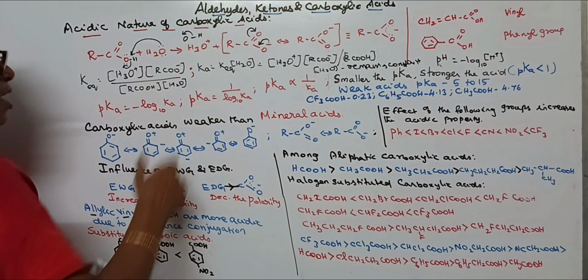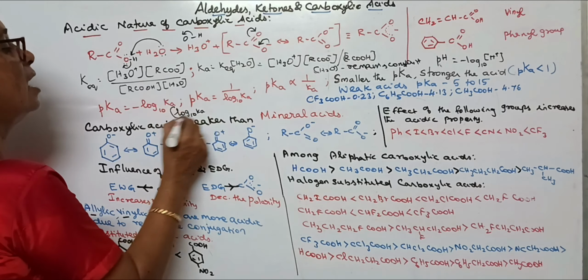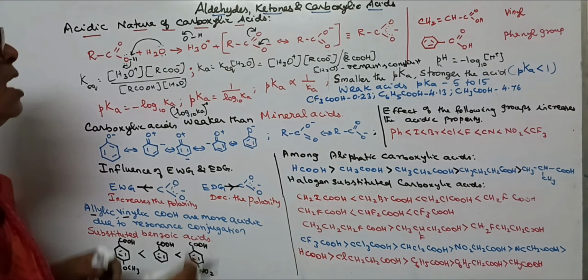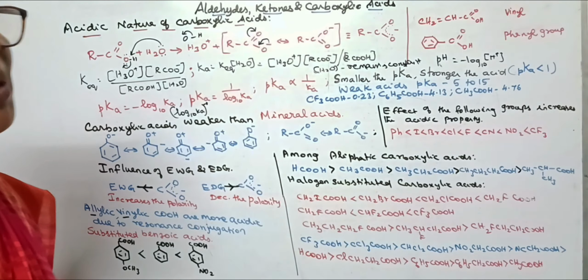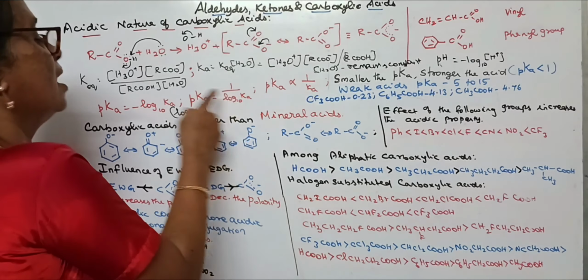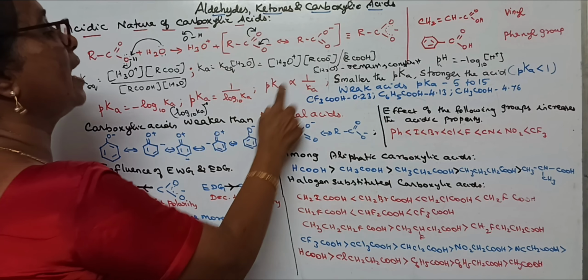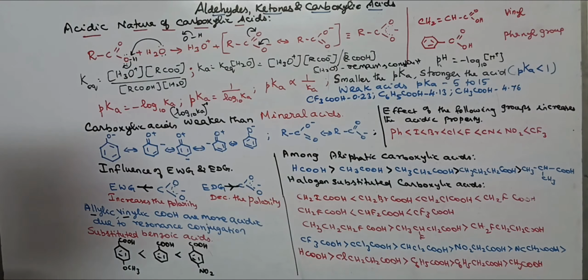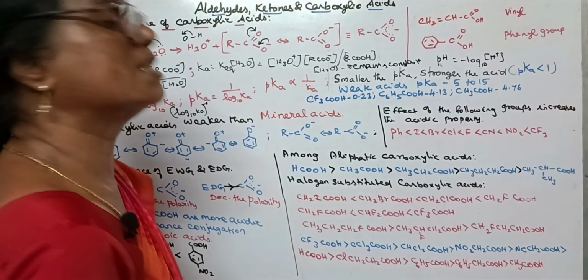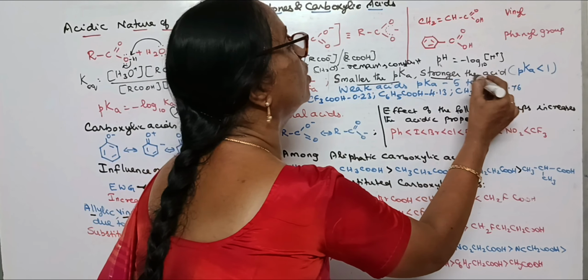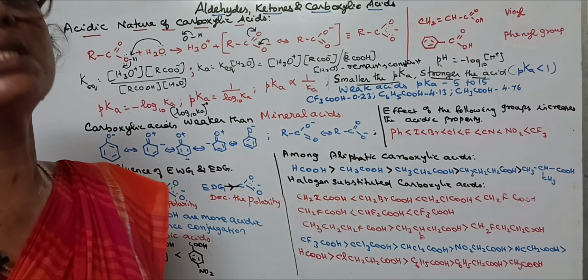Or pKa equals, the minus sign can be taken to the power of Ka, so we can write minus 1 there. Applying the reciprocal, we can have pKa equal to log base 10 of 1 by Ka. So how does it seem? pKa is inversely proportional to the dissociation constant. From which we can identify: smaller the pKa, stronger the acid. This we should know. So when the pKa value is smaller, then the acid is said to be a stronger acid.